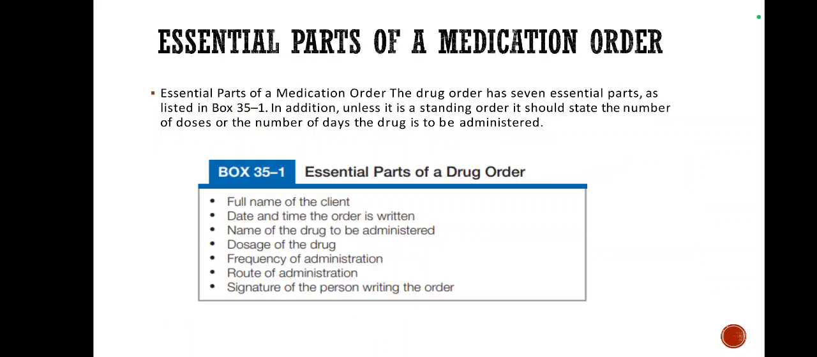So what are the essential parts of a medication order? So first, the full name of the client. Then next, the date and time the order is written. Name of the drug to be administered, the dosage of the drug, the frequency. So if it's BID, when we say BID, it is twice a day. We have TID, thrice a day, or we have also medications such as every 8 hours, every 6 hours, every 12 hours. We have also once a day. Okay, so depending on the frequency. And then route of administration, and then the signature of the person writing the order.